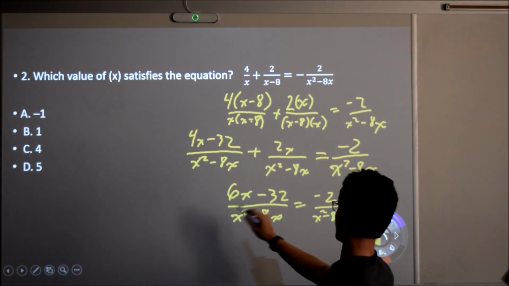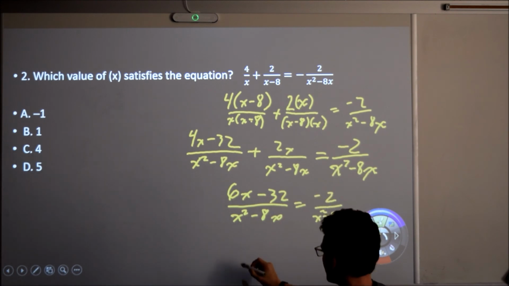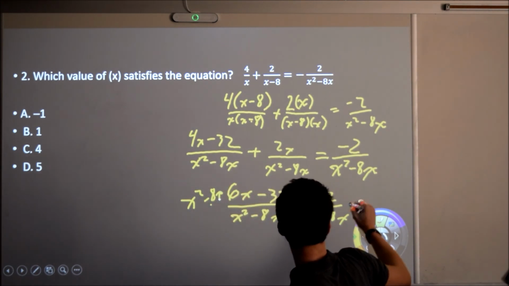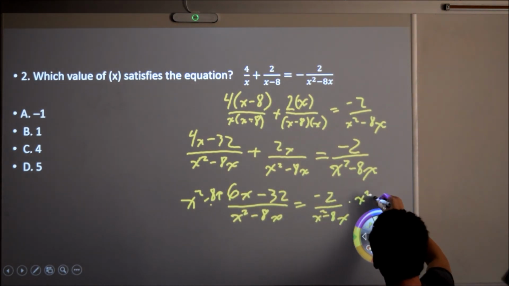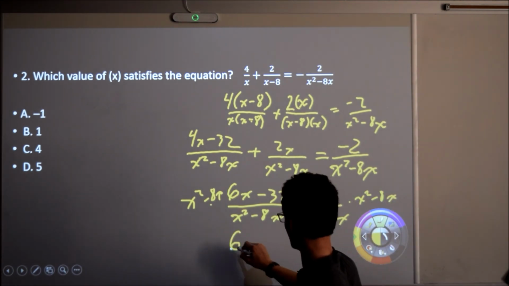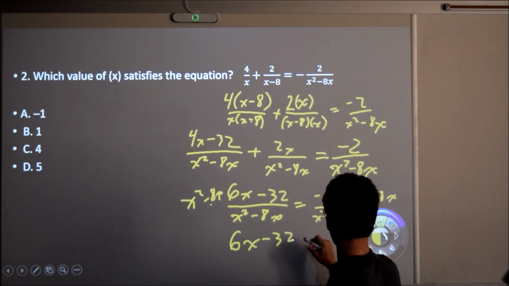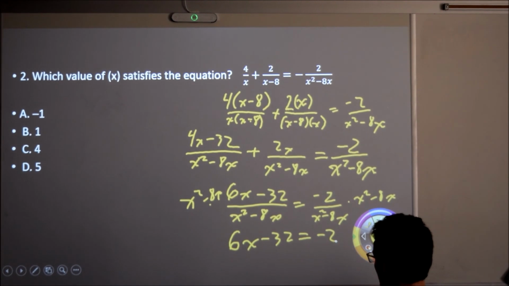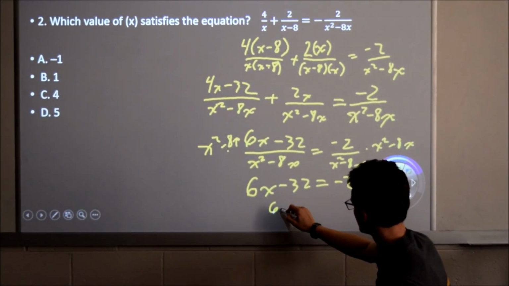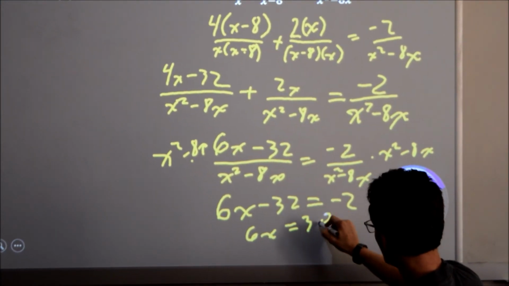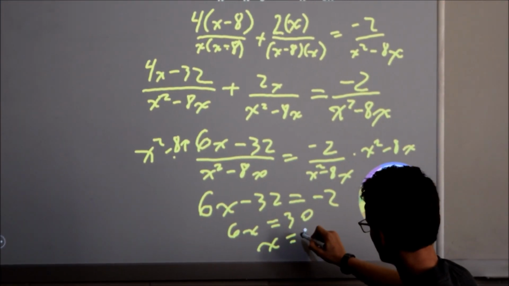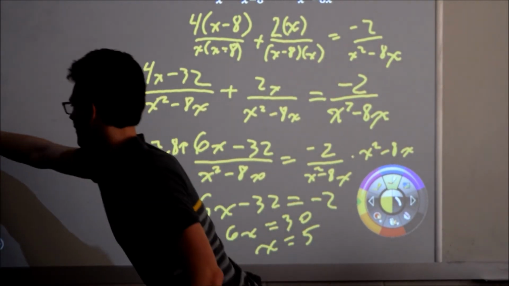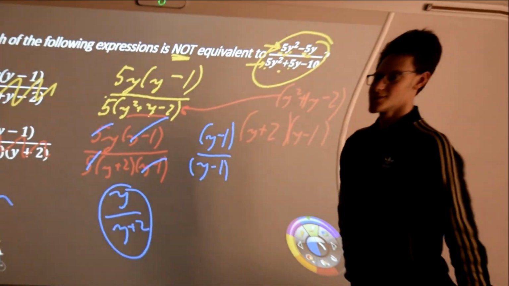From here we can multiply both sides by the denominator, and that will get rid of the fraction. So you multiply this side by x squared minus 8x, and this side times x squared minus 8x. Now this becomes 6x minus 32 equals negative 2. Now you want to move this negative 32 over to the negative 2 side to isolate the x. So 6x equals 30. Divide both sides by 6, and you get x equals 5. And if we look at our answer choices, D is the correct answer again. Hey, that's pretty good.